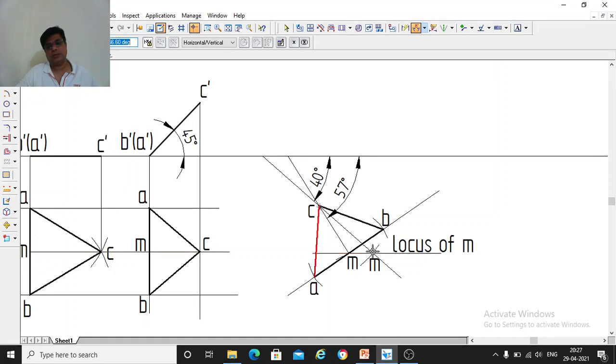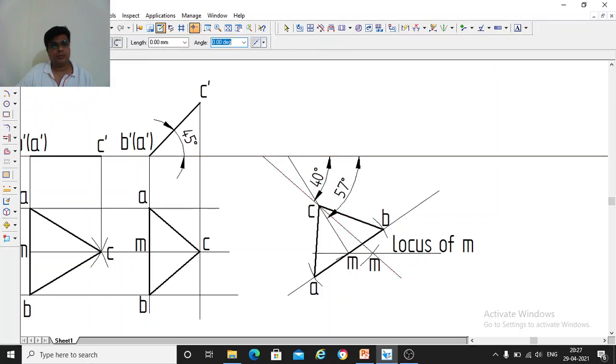So take the true length, draw the locus, take this apparent length and redraw this triangle here. So this triangle and this triangle are the same. Only thing is that it is rotated. Now I got the top view. So from this top view you should draw the front view.